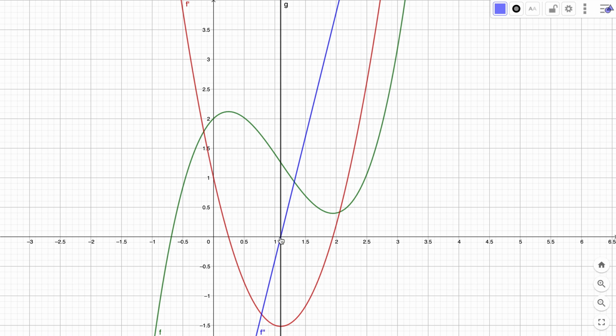Okay, so this is just one particular example. I'm now going to go through a few other issues with this, but this should be your first thoughts when you're thinking about inflections: that you've got the gradient function's stationary point and the second derivative is 0.